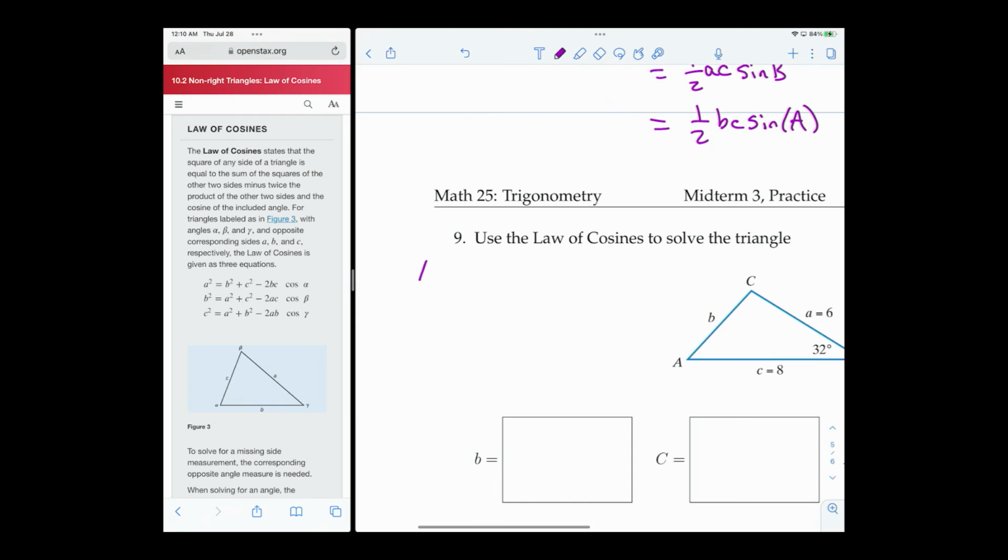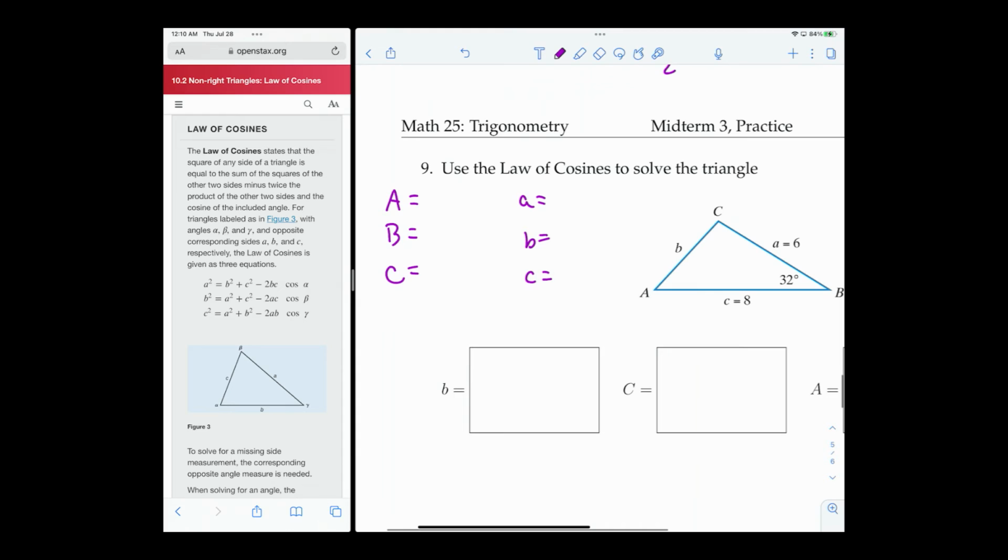If you write down the information for a particular problem, which I always do, I always start by writing this. Fill in the numbers we know from this triangle here. Let's see what we know. Little c is 8. Angle B is 32. And little a is 6.